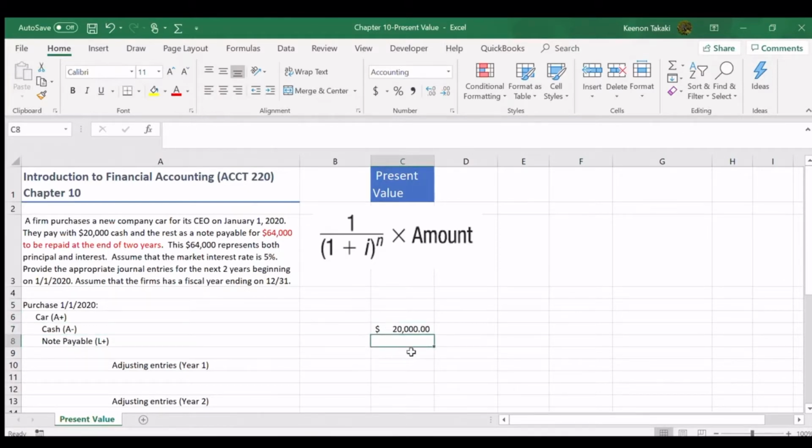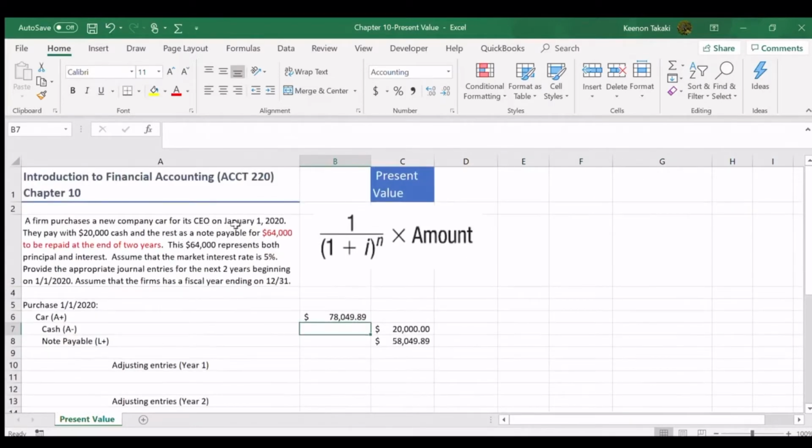And oops, I need to move this down right here. Okay, basically to find the note payable or the present value of the car, we're going to be using the formula that's listed right here above. So first, I'm going to do 1 divided by 1 plus 0.05, which is the interest rate, to the power of the number of periods, which is 2. And then we're going to multiply that times 64,000, and that's going to give us $58,000. And so the present value of the car is going to be a total of probably about $70,000, I'm guessing. Yeah, $78,000. So that's how you record the purchase of the car.